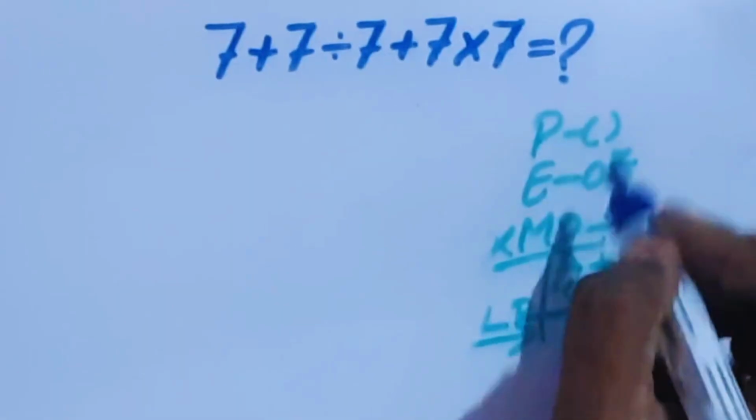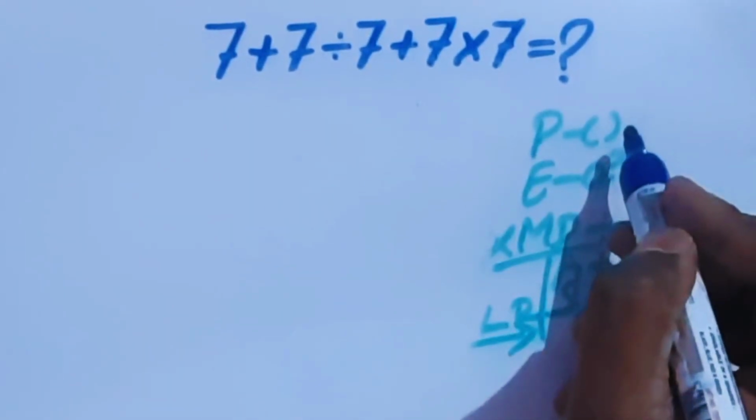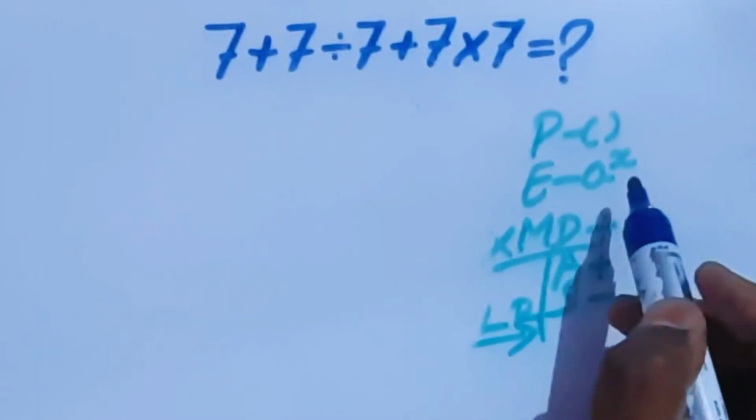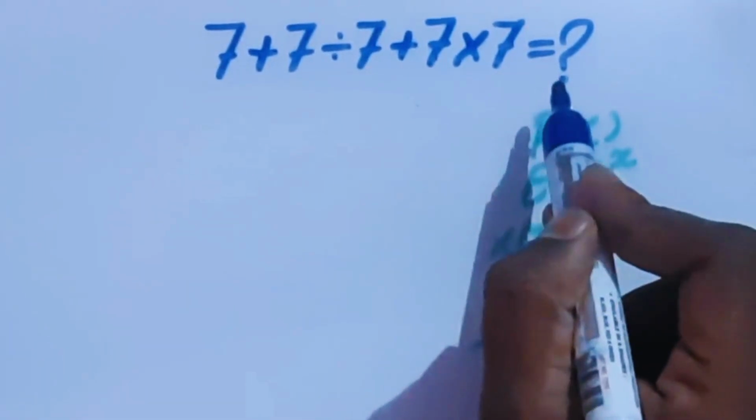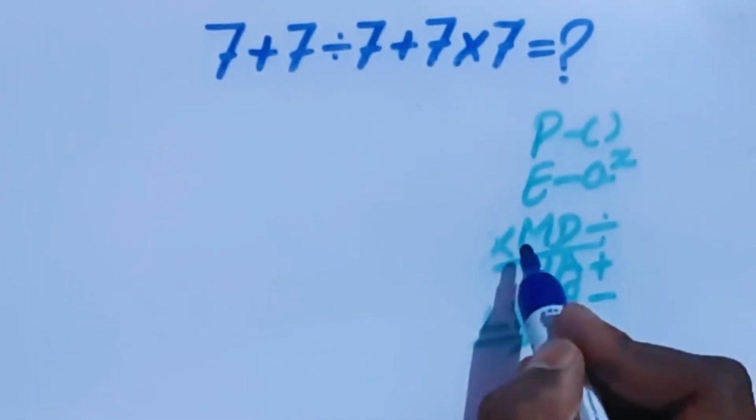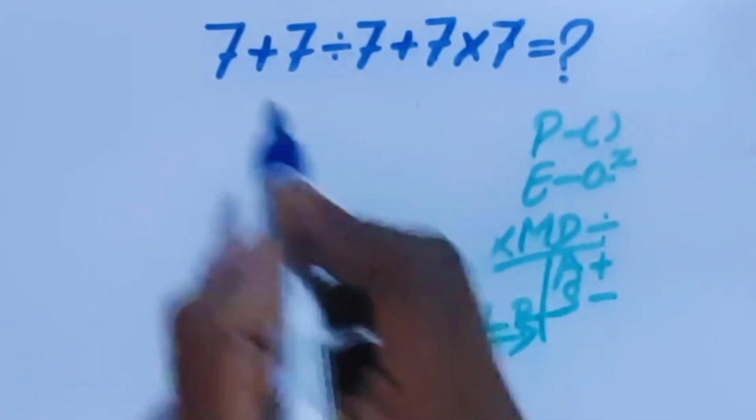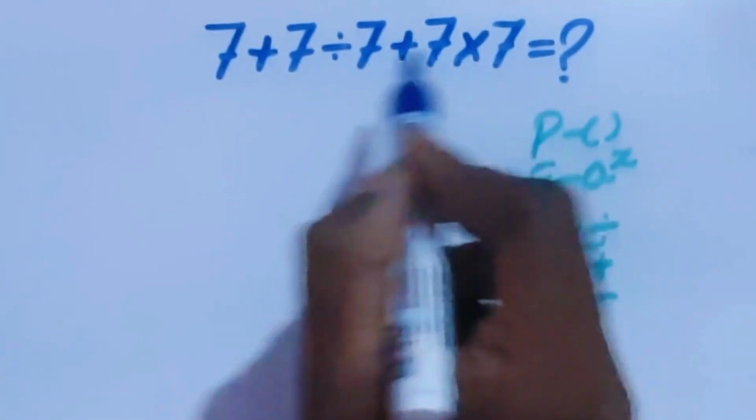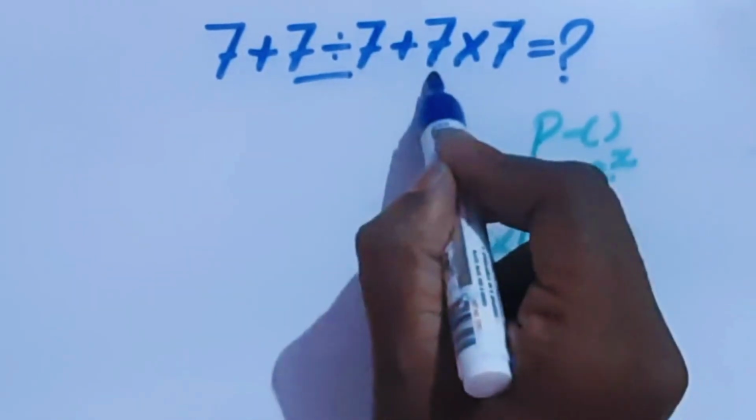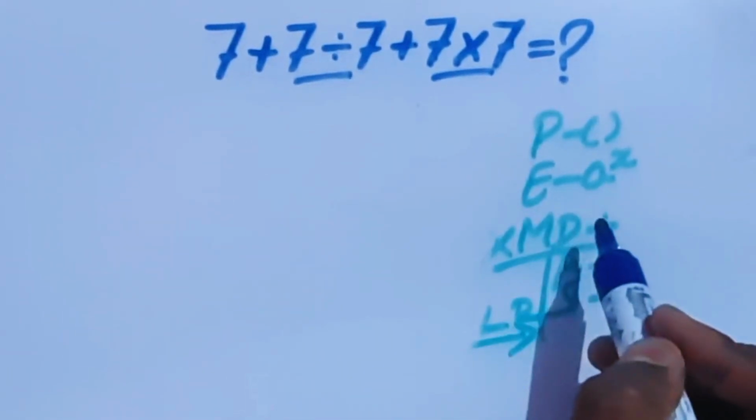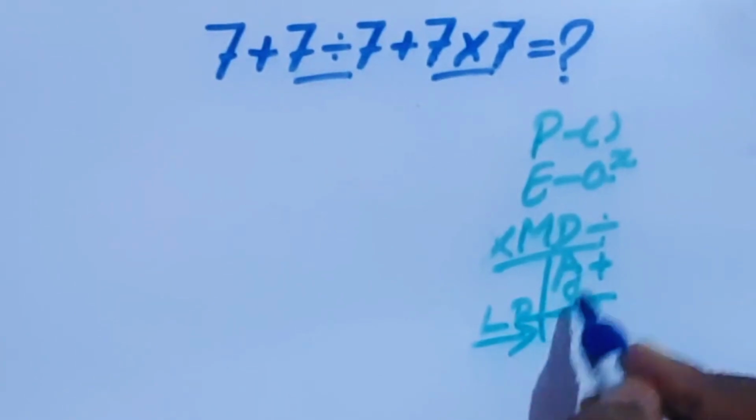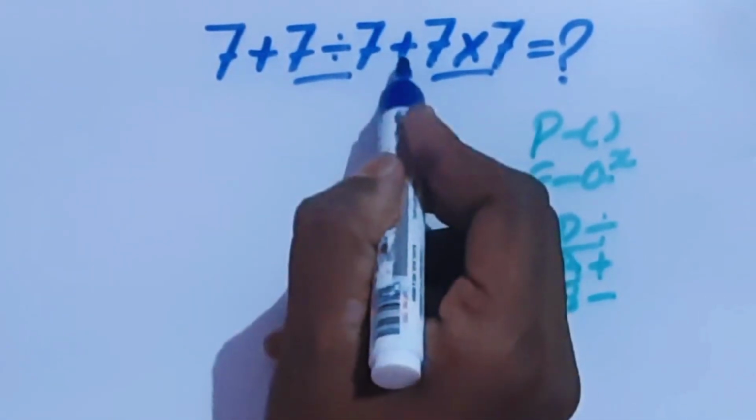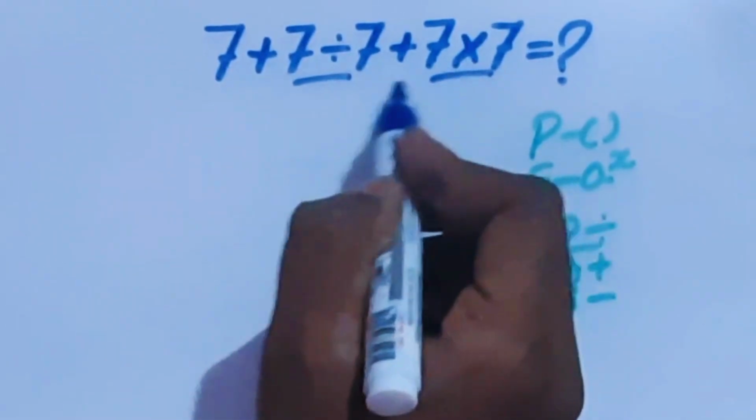Here, as per the order of operations PEMDAS, the bracket is higher priority. We don't have a bracket in this problem. The next priority is exponent. Here, exponent is also not there in the problem. Next is multiplication and division. Here we have addition, division, addition and multiplication. Here division and multiplication are both equal priority. Also the next priority is addition and subtraction. So we have to do the division and multiplication before this addition and this addition.